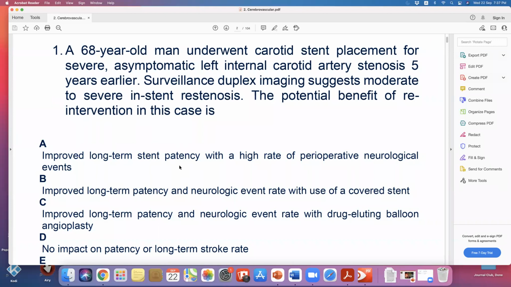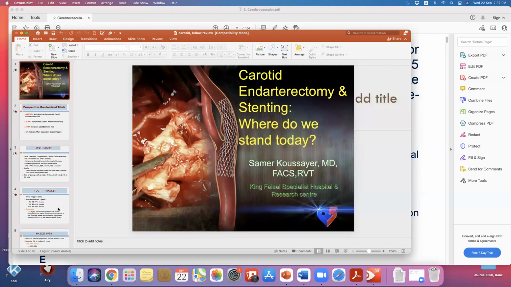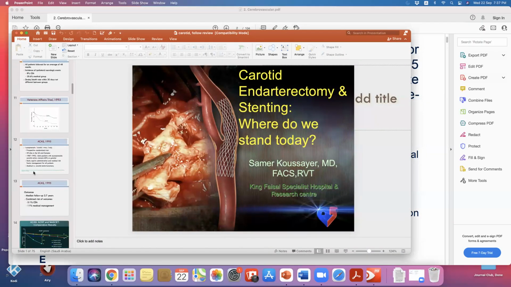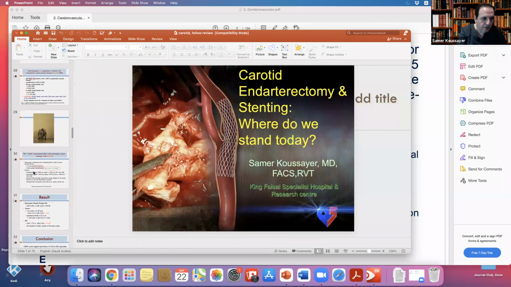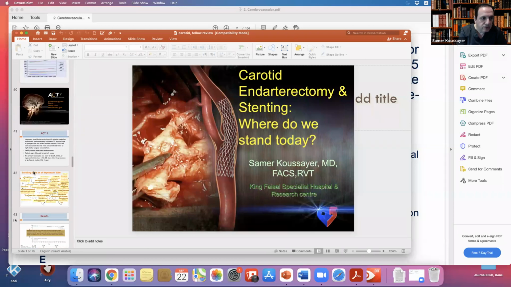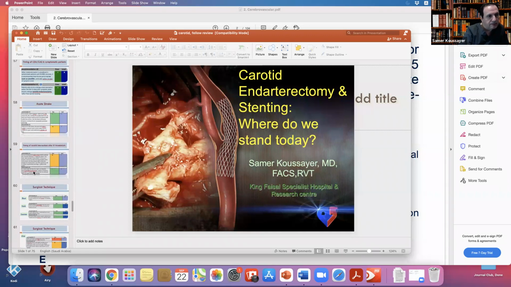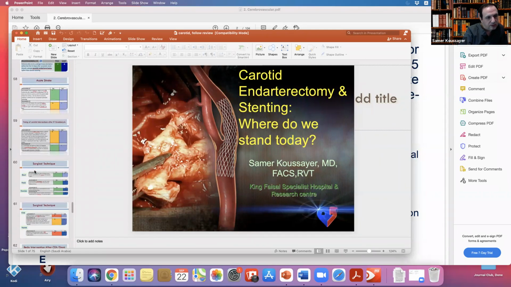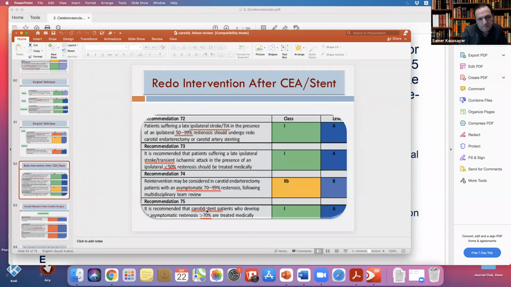Yeah. Okay. You remember what the guideline said? Let me put it back. So let me go here so we can get benefit. You see my slide, guys, on the screen? Yes. Okay, well, let's go to the guidelines here. Let's look at redo, surgical technique, redo. Well, this is what they said for re-intervention after carotid endarterectomy or stenting.